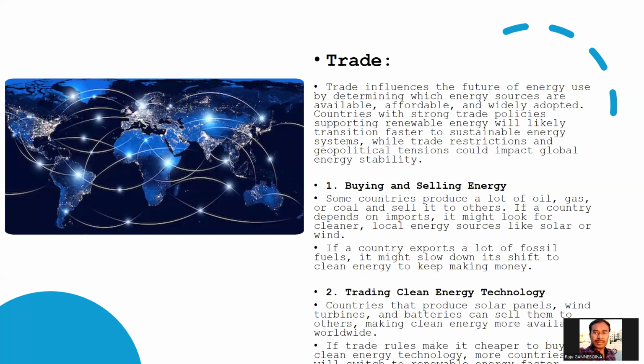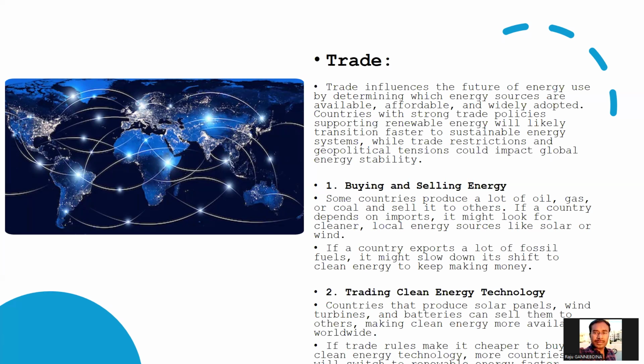The next topic is trade. Now, as we discussed, trade influences the future of energy by determining which energy sources are available, affordable, and widely adopted. Countries with strong trade policies supporting renewable energy will likely transition faster to sustainable energy systems, while trade restrictions and geopolitical tensions could impact global energy stability. As you can see in the news, Canada and the USA are having some trade problems, like higher taxes being put on Mexico and Canada.